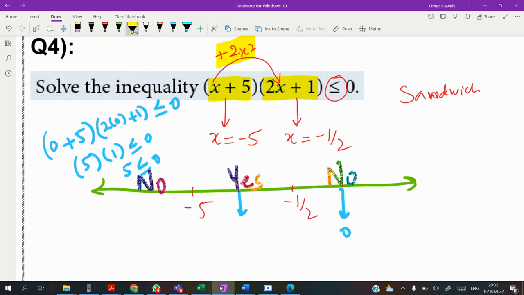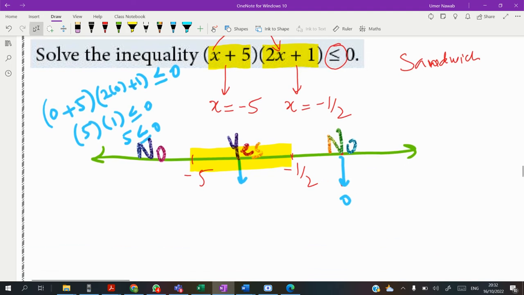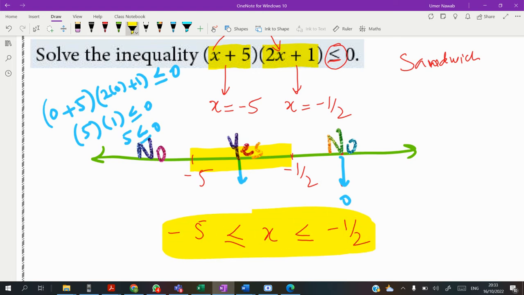So your answer is a sandwich between -5 and minus 1 over 2. How do you write it? Oh, he's writing the equal sign here, so we need to write equal. Minus 5 less than or equal to x, and x is less than or equal to minus 1 over 2. So this is our solution of this inequality.